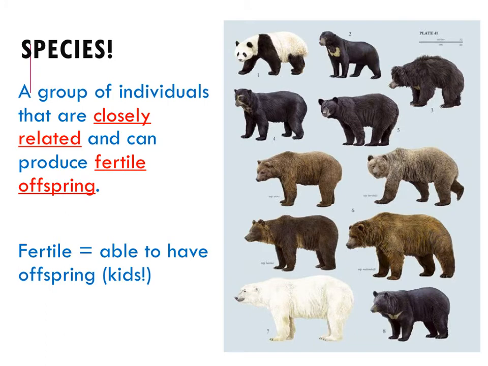So a species, again, going over another definition, is a group of individuals that are closely related and can produce fertile offspring. Right here, we're looking at all these different bears. When I say the word fertile, that's how you know if something is the same species: if two organisms can produce fertile offspring. Fertile meaning they're able to have kids, and those kids are able to have kids. So if two organisms can have kids who can also have kids, that means they're part of the same species.